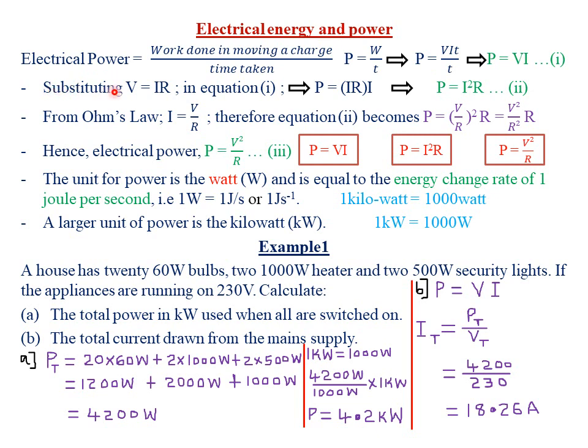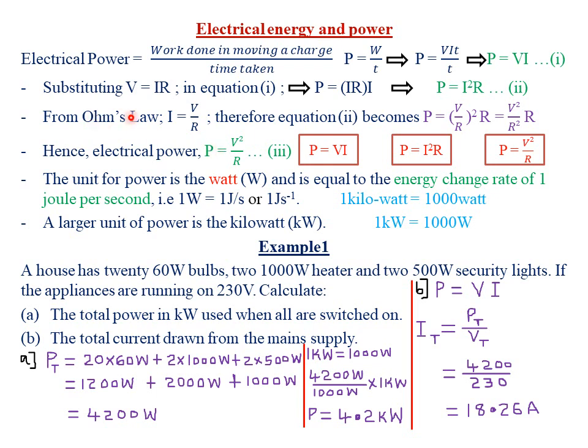Similarly, if we substitute Ohm's law, V = IR, in our first equation, where we have V, I want to substitute with IR. So equation 1 will become power is equal to IR multiplied by I, where I is the current and R is the resistance of the material. So power will be equal to I times I, which gives I squared. Therefore, power will be equal to I squared R. So this is another format that we can use to compute the electrical power.